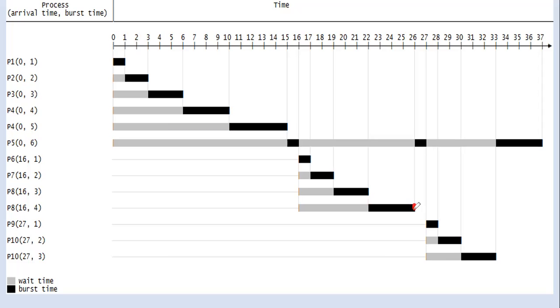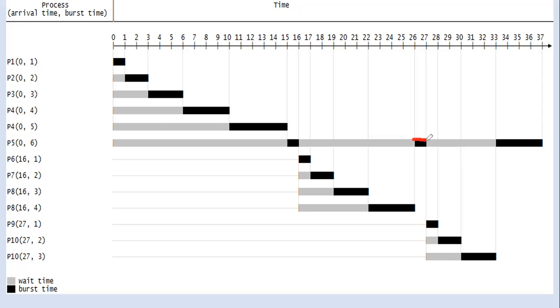So at this point, there is no other process in the system up to time 26. Therefore, at this point, our process P5 will be processed for 1 minute. So it will be remaining with a burst of 4.